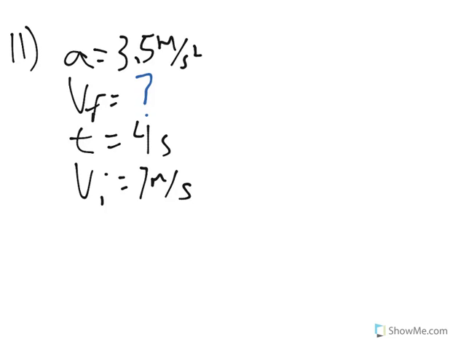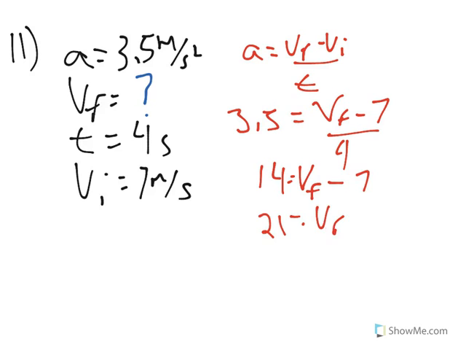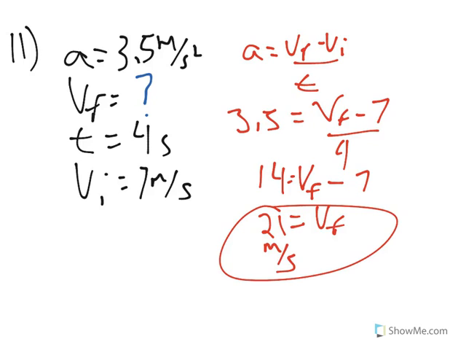The formula for final velocity is a equals vf minus vi over t. So we've got 3.5 equals vf minus 7 over 4. 4 times 3.5 is 14, equals vf minus 7. Add 7 to the other side, and we get 21 equals vf. And that's 21 meters per second equals vf. All right, so that's number 11.